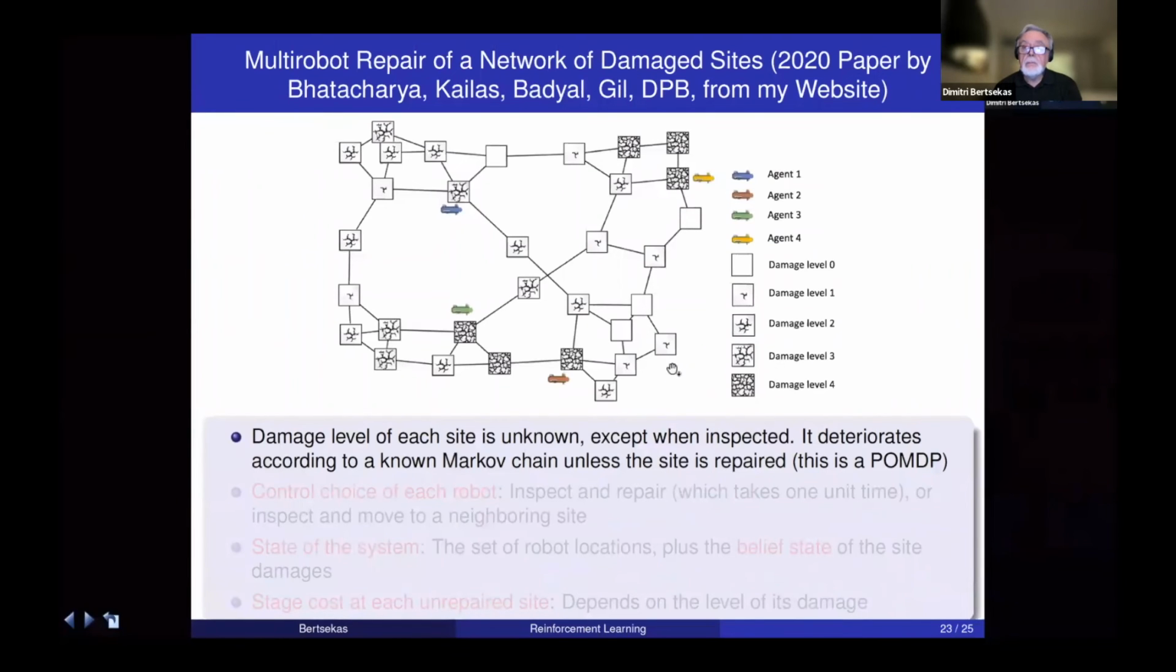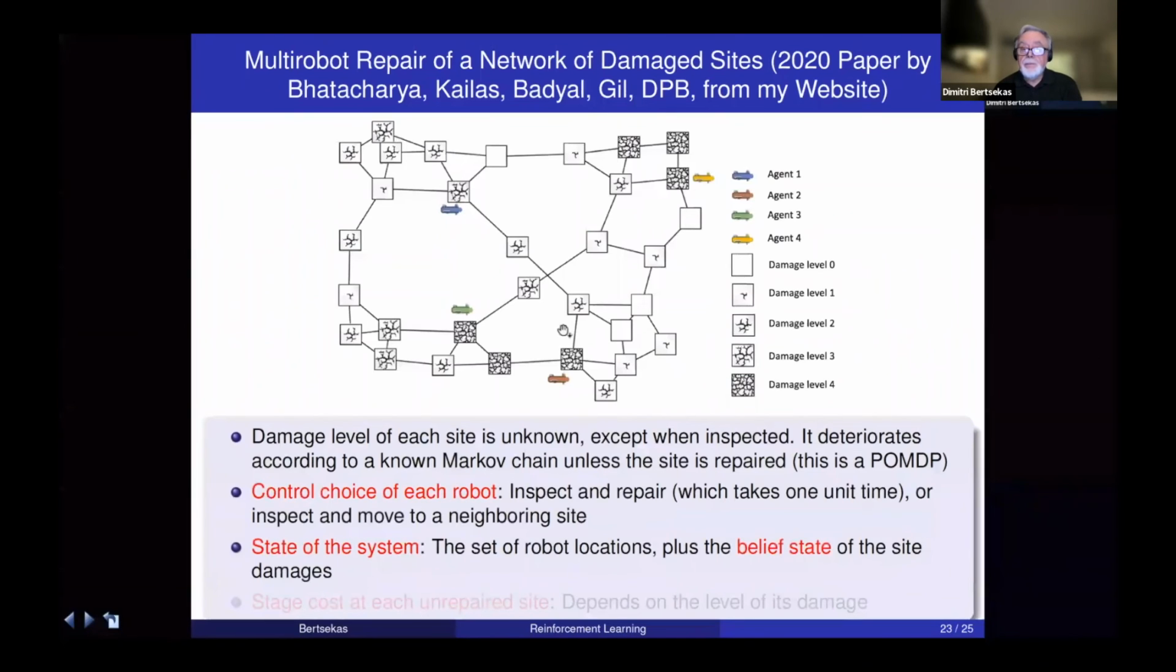So here, the state is the set of robot locations. Here we have 4 robots, okay? There are 4 of them, and they can be anywhere in the pipeline, and they move 1 step per time unit, 1 step at a time. And the state of the system is the set of robot locations and the damage levels of the sites. And each one can have 5 different levels. So the number of states is astronomical. Even if you had perfect state information, the number of states would be astronomical.